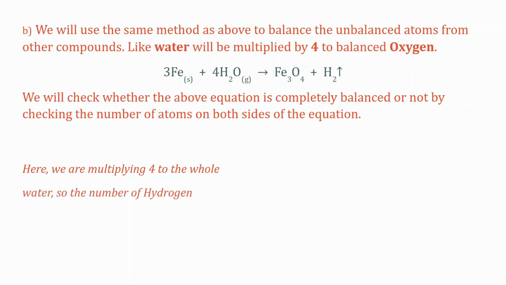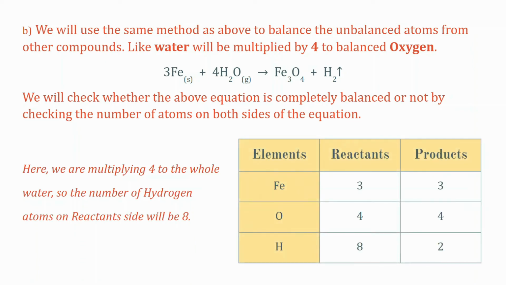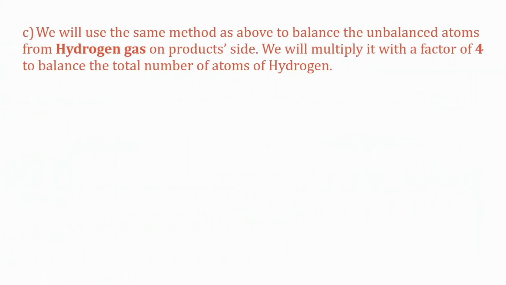Now you can see that the equation was not balanced. So here we are multiplying 4 to the whole water, so the number of hydrogen atoms on the reactant side will be 8. Now in the last step you observed that hydrogen was balanced and iron was balanced. But in this step, when you balanced oxygen, hydrogen became unbalanced again. So to balance the hydrogen gas on the product side, we will multiply with the factor of 4.